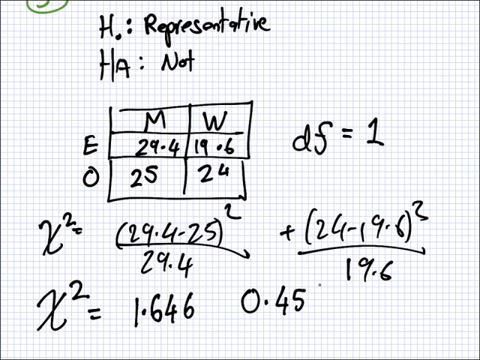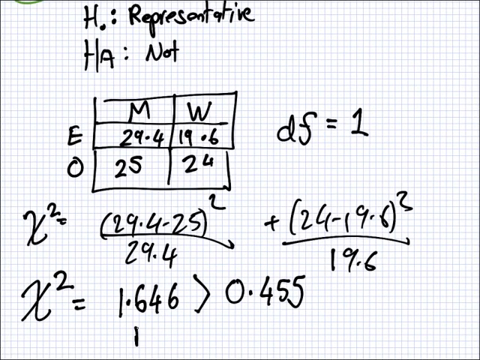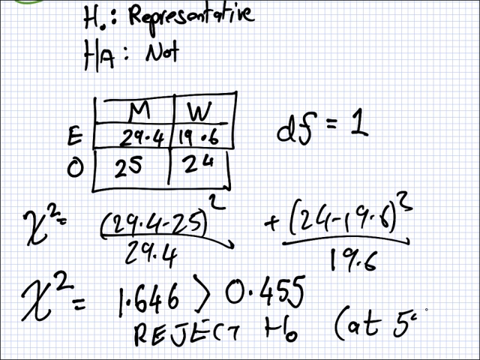0.455. So we're bigger than that. So what's our conclusion? Reject the null hypothesis. If you want to be technical about it, you're saying you're rejecting it at the 5% level. So the answer is no. Let's say it's not rejected. Assuming that it is 0.455.